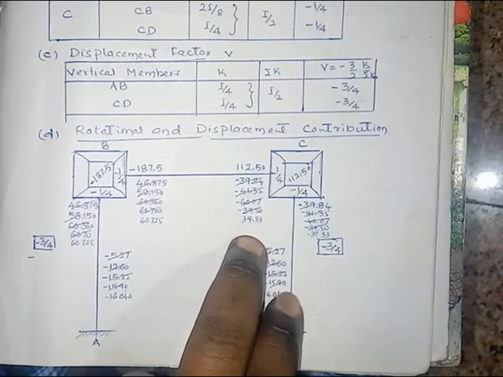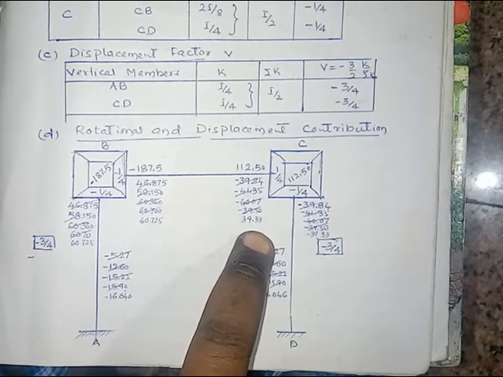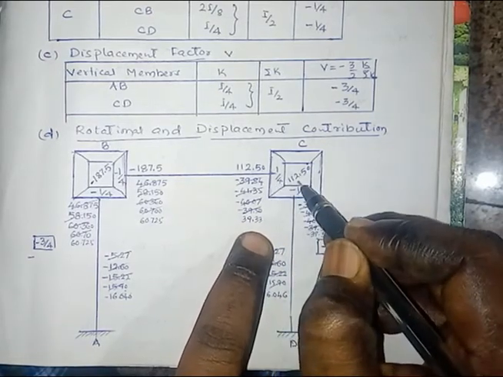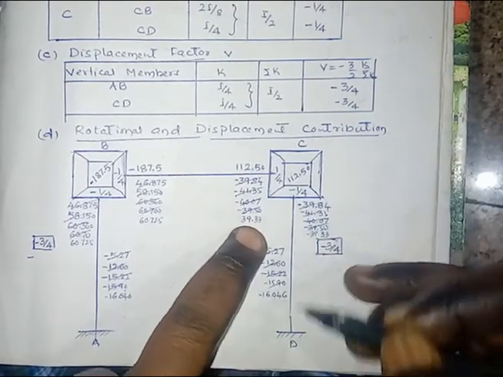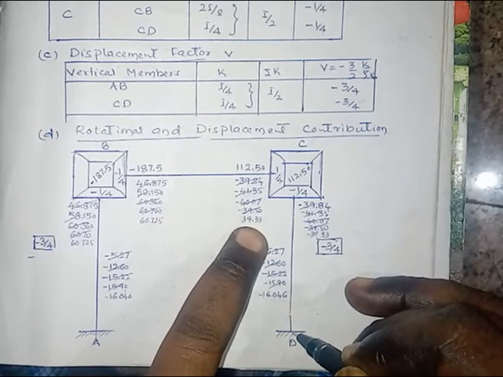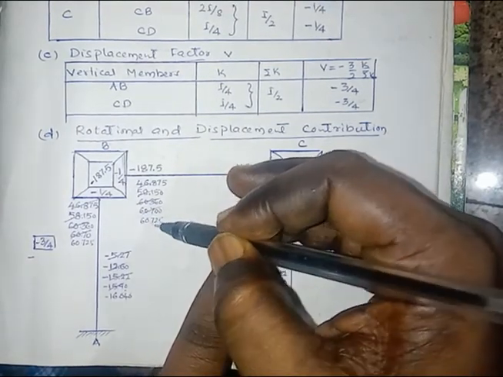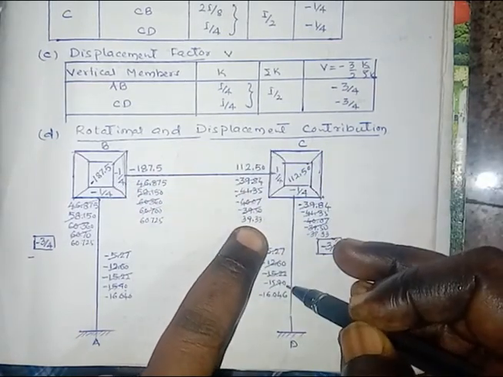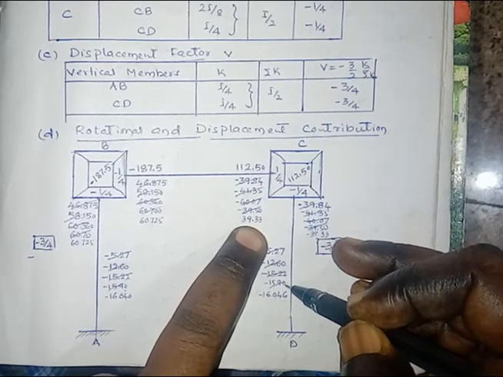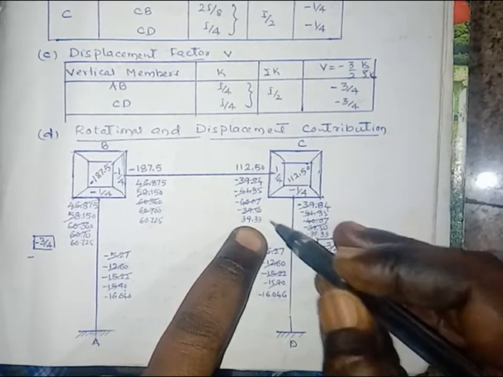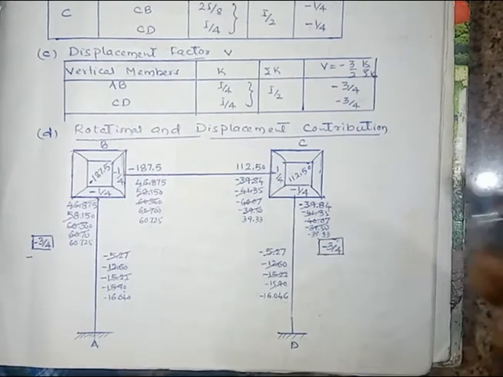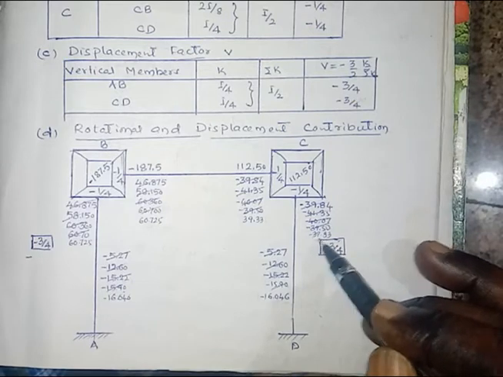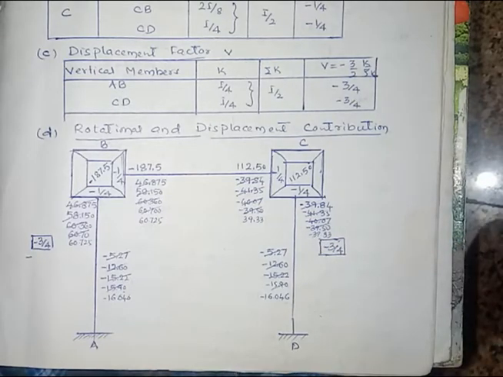Then coming to the next joint C, the rotational factor for CB is minus 1/4. Inside the bracket 112.5, plus the far end contribution from D, that is 0, plus 60.725 contribution from B. Then the displacement contribution, that is minus 15.90. Here you will get 39.33 after simplification for CB. Similarly for the vertical member, that is minus 39.33.